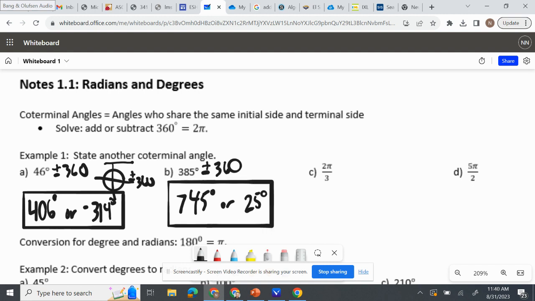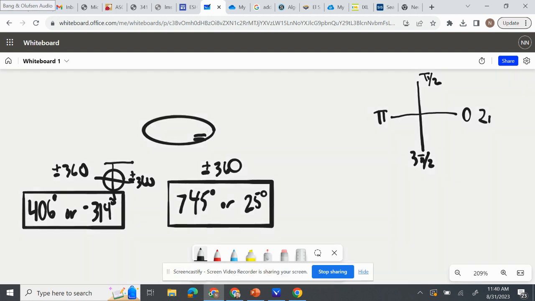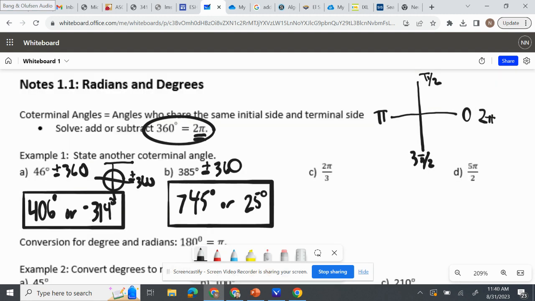Now, we're going to look at radians. Radians are the same as degrees, just a different unit. So instead of 360, we say 2 pi. When we're going around, we have 0 radians, pi halves radians, pi radians, 3 pi over 2 radians, or 2 pi. And that's how radians work.